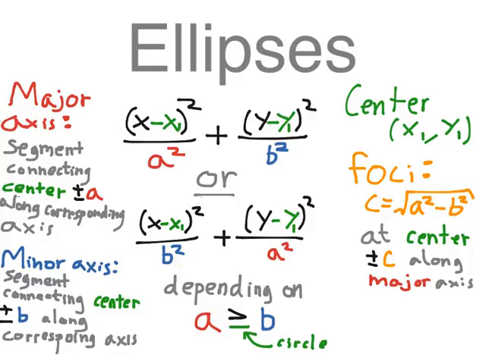You could also think of the major and minor axes as just those segments connecting you from the center plus or minus a for the major axis or b for the minor axis along the corresponding axis. That's kind of a mouthful, but just think of it as, in this first case, your x's go plus or minus a for the major axis, and your y's go plus or minus b for the minor axis. And you could do something similar for the case of this ellipse.